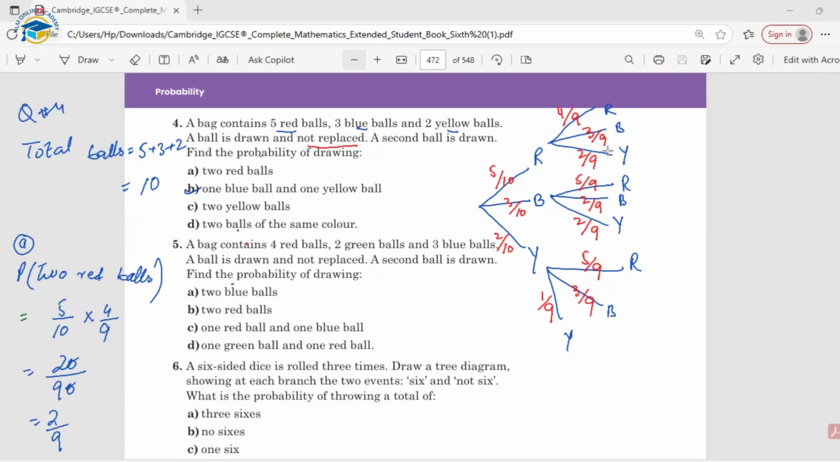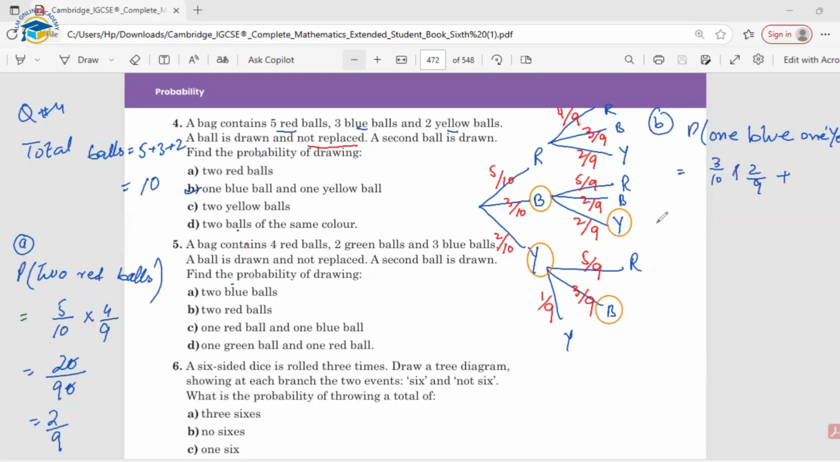So here you can check blue, yellow, yellow, blue. Okay, here we are not having yellow and blue or blue or yellow. Okay, so according to probabilities, we need to check it carefully. B part, probability of 1 blue, 1 yellow. Okay, so first one is blue, 3 over 10 times 2 over 9.